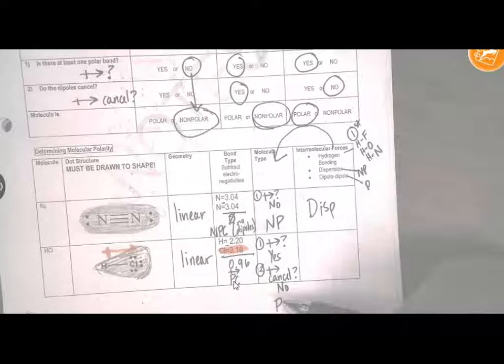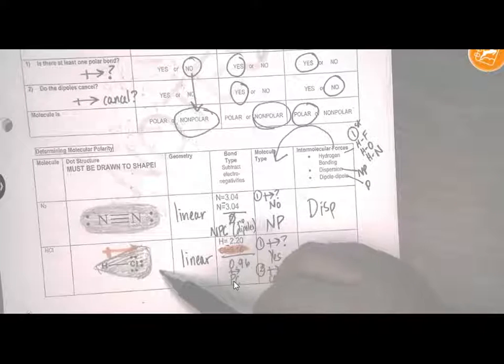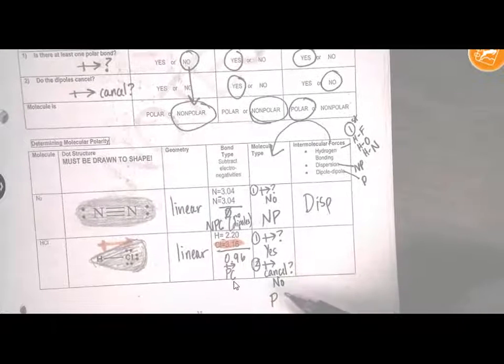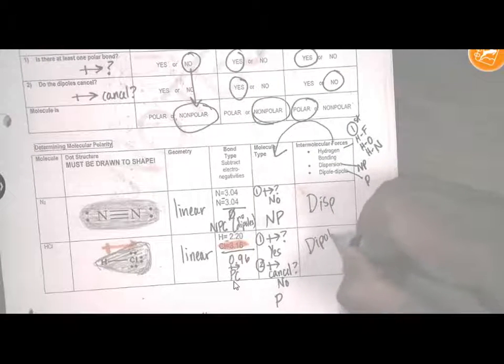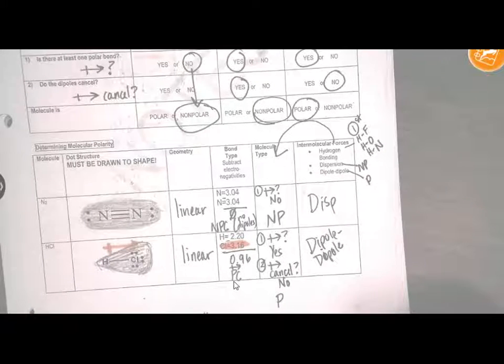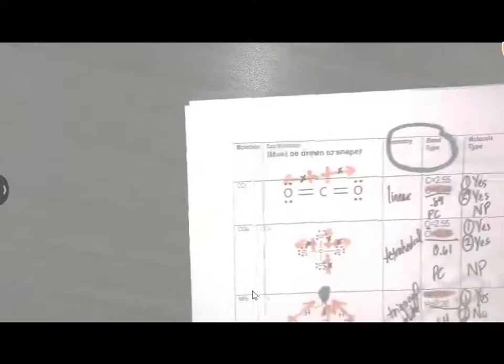Next one. First check, do I have HF, HO, HN? No. Next thing, is it nonpolar or polar? It is polar. So because it's polar, I have dipole. Three or four years ago, I had a student who asked, can we just shorten it to dip? I'm okay with that. All right, but dipole. Now we're moving on to page 12.